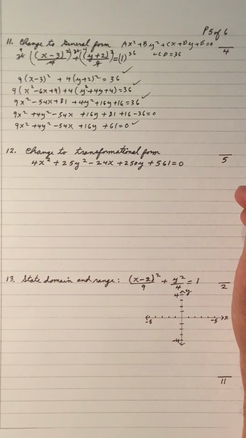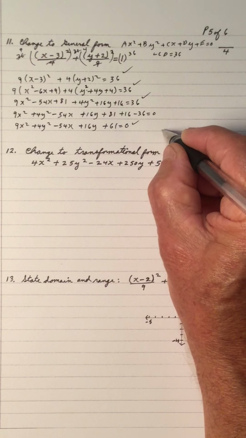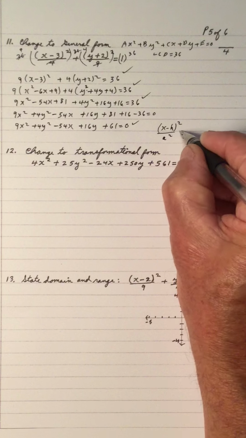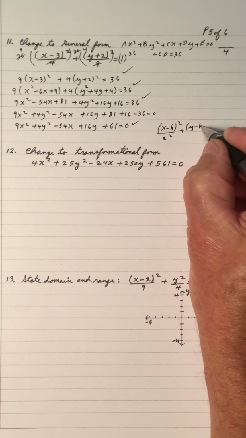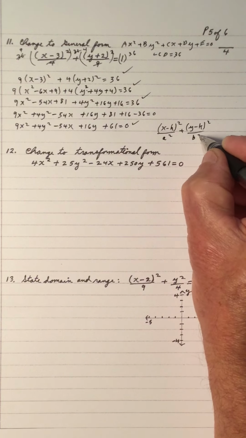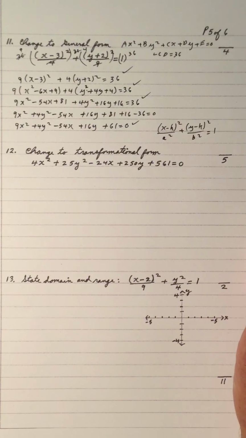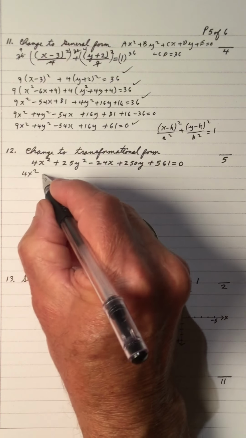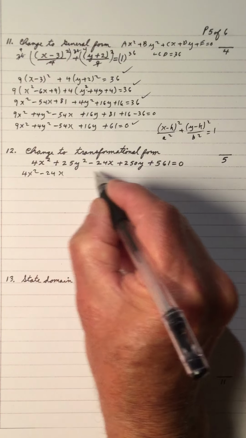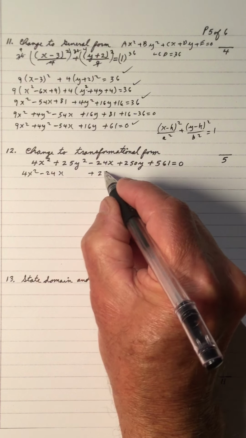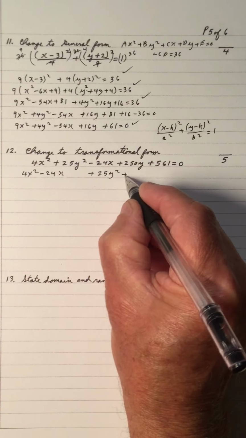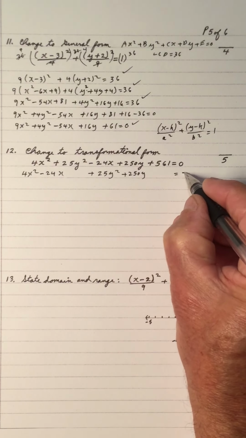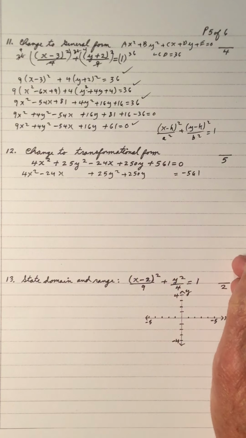Transformational form, we're used to that. Again, the transformation form is x minus h all squared over a squared, y minus k all squared over b squared equals 1. That's the transformational form. So that means we have to group the x's. So we got a 4x squared minus 24x plus 25y squared plus 250y, and that equals negative 561.